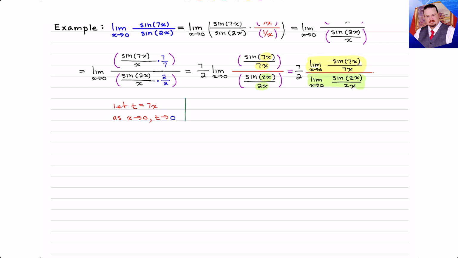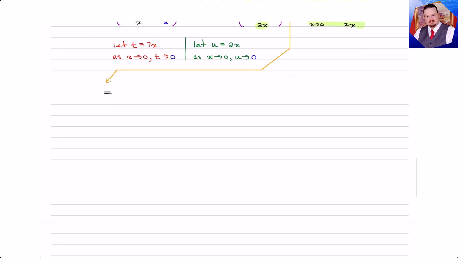Okay, now we have a separate substitution. Do it in green. And you can use t, but I think it's better form to use a different variable. Technically, these are separate limits, and we shouldn't get confused, although with the t being in both places, but let's just avoid that. Let u equal 2x. As x goes to 0, u goes to 0. Okay, so let's rewrite now. Limits. Okay, so now we have the limit. Don't forget our constant out front, 7/2. Easy to do, but it's sitting right here. All right, times the following quotient.